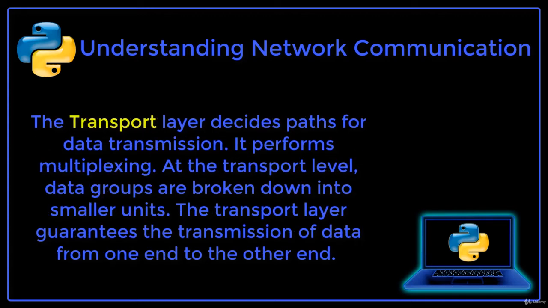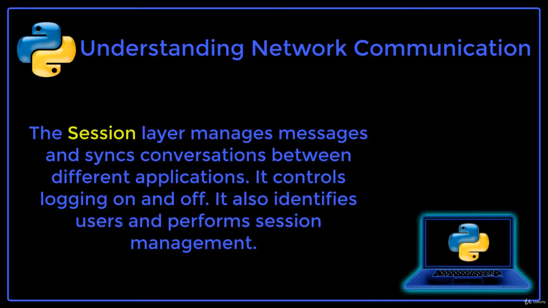The transport layer decides paths for data transmission. It performs multiplexing. At the transport level, data groups are broken down into smaller units. The transport layer guarantees the transmission of data from one end to the other end. The session layer manages messages and it syncs conversations between different applications. It controls logging on and off. It also identifies users and performs session management.